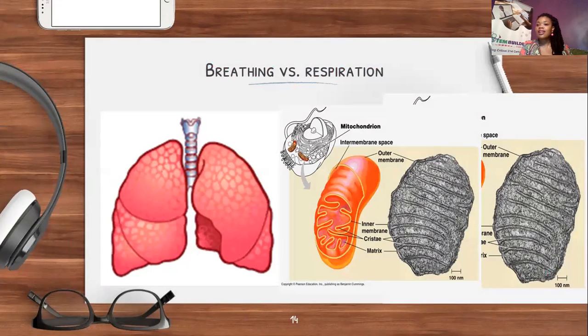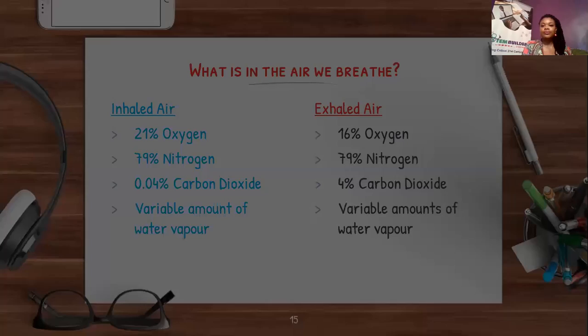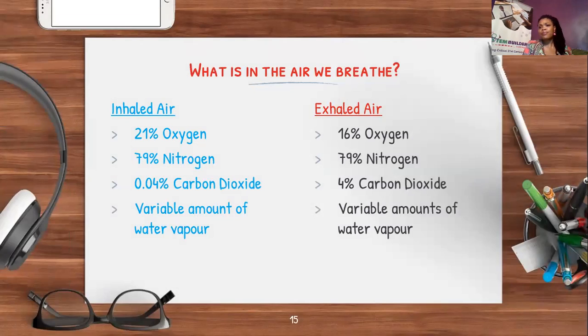While for respiration, it's a cellular process and it takes place in the mitochondria. What is in the air we breathe? Good question. Not just oxygen, right? So in fact, in inhaled air, the air that we breathe in, you have 21% oxygen, 79% nitrogen, 0.04% carbon dioxide, and a variable amount of water vapor. While in the exhaled air, you have 16% oxygen, 79% nitrogen, 4% carbon dioxide, and a variable amount.